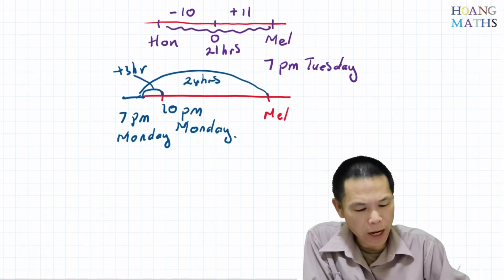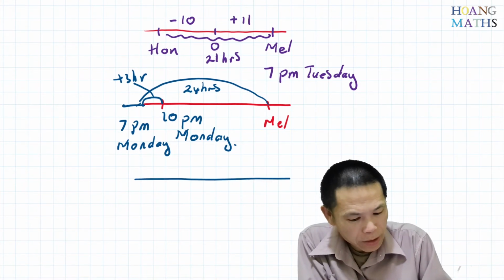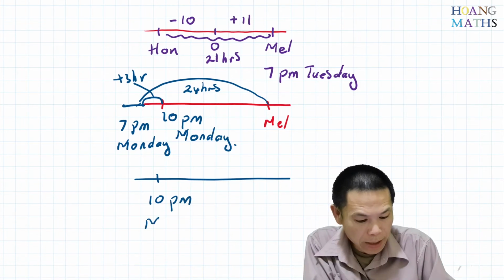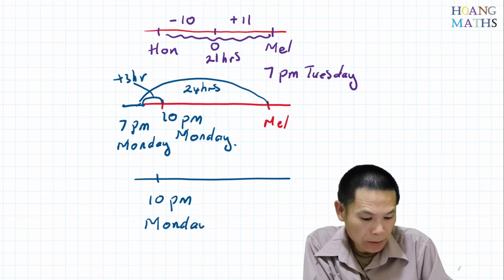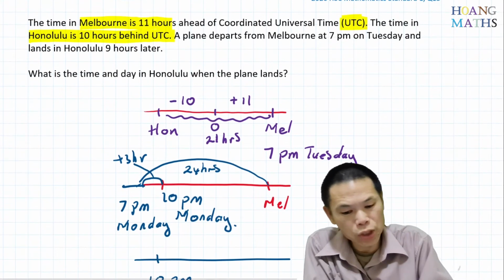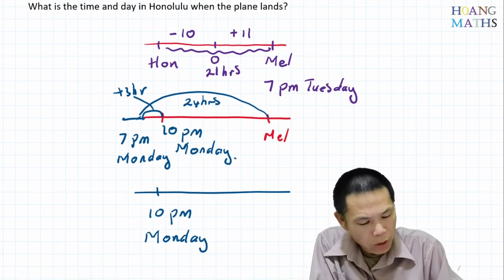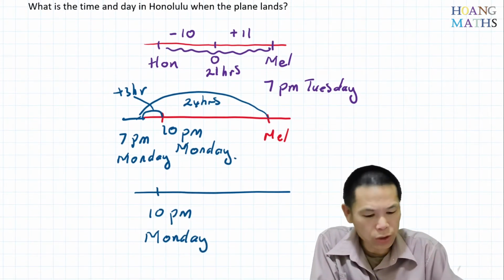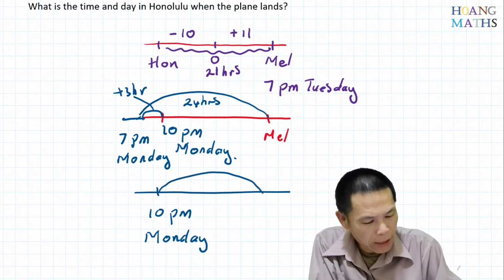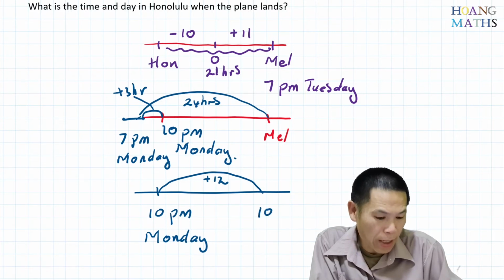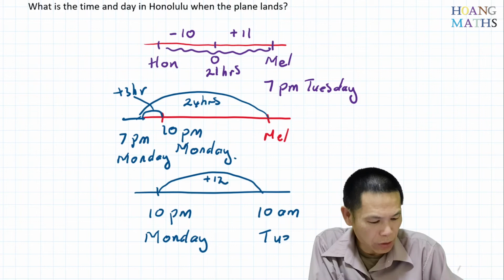Now, which is at the flying time. Let me draw one more timeline. So this is Honolulu, which is 10 p.m. Monday. And then we add the flying time, which is 9 hours later. So what we do, we can go all the way to 12 hours. If we add 12, that will give me 10 a.m. That is Tuesday, because we're going forward to the next day now. So Tuesday.